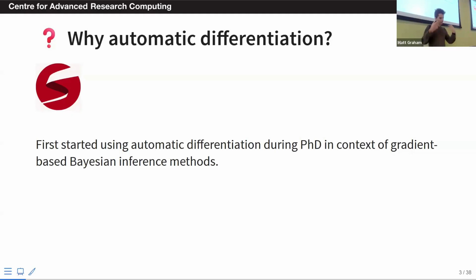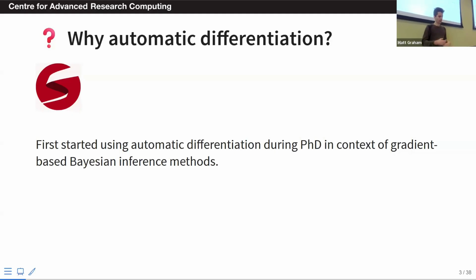But one of the key selling features of Stan over probabilistic programming languages that existed before it was that it had an implementation of this gradient-based Markov chain Monte Carlo method called Hamiltonian Monte Carlo. And that required Stan to be able to differentiate through the probabilistic models that it defines.